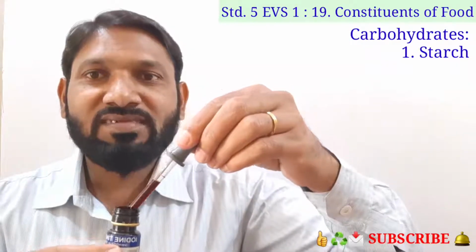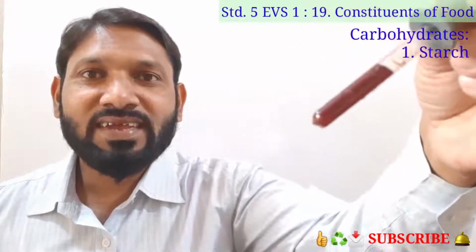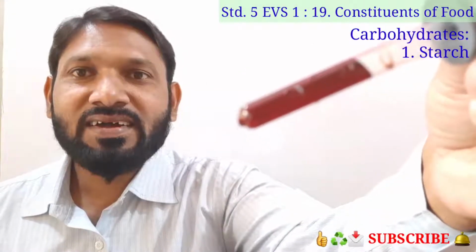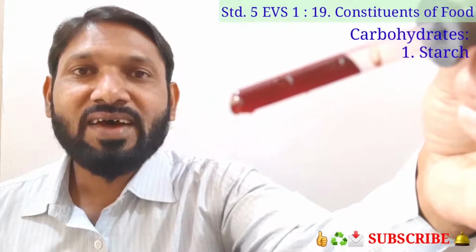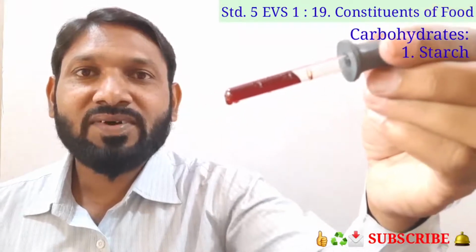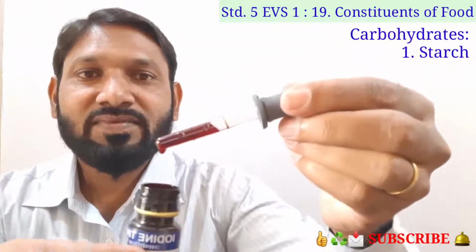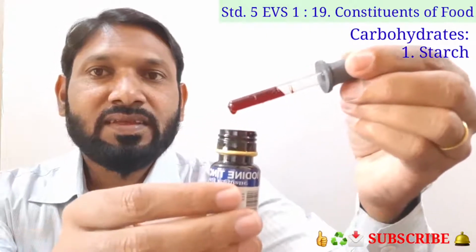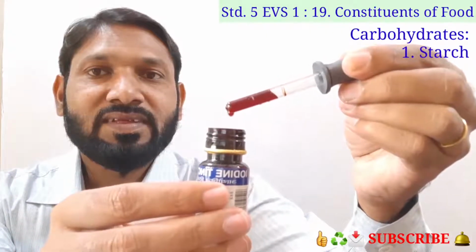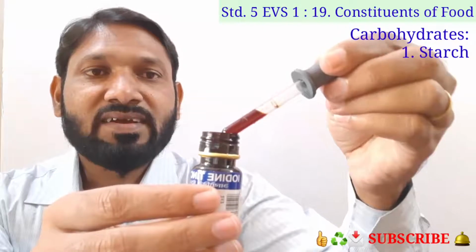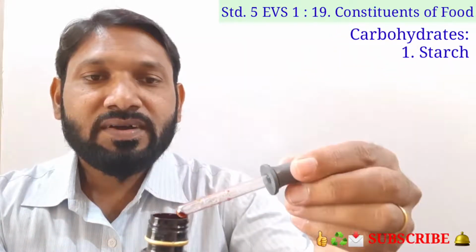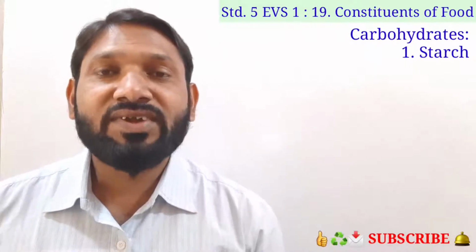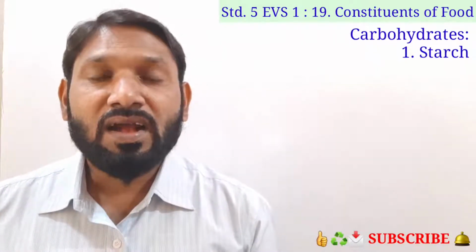Yes, student, what is the color of iodine? Yeah, it is dark brown color. Okay, students, you can see the dark brown color. So mind it, the color of iodine is dark brown.